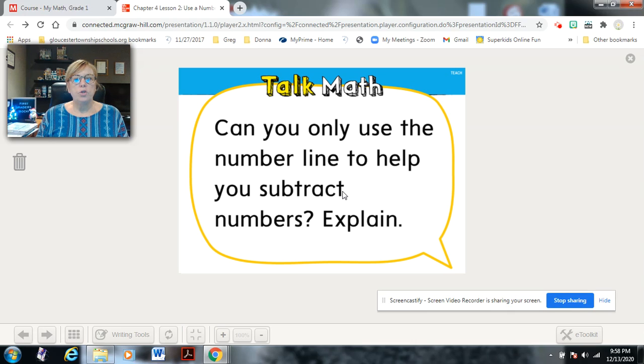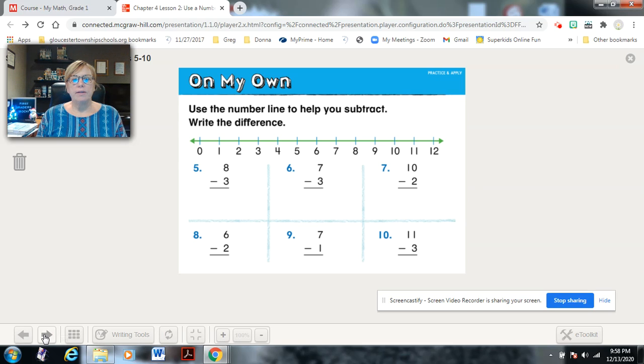All right, let's go ahead. Can you only use the number line to subtract your numbers? Talk to the person next to you and tell them what you think. No, you're right. We can also add, right? Because if we can subtract by counting back, we can count forward to add. Good job.